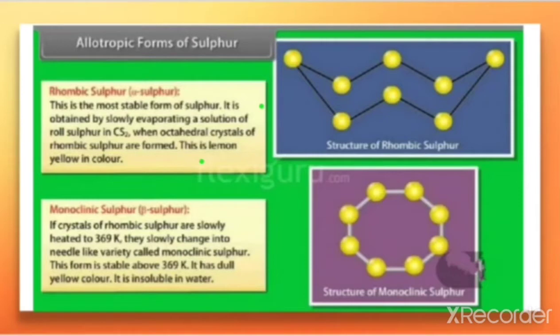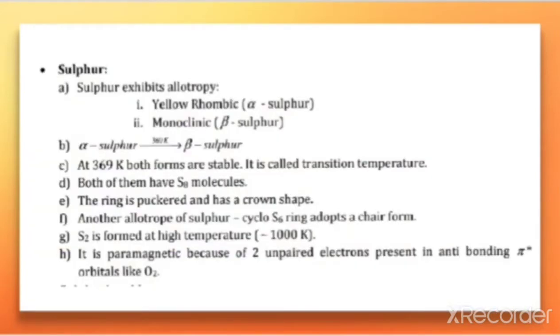But monoclinic sulfur is obtained when crystals of rhombic sulfur are slowly heated to 369 Kelvin. They slowly change into a needle-like shape. That sulfur is called monoclinic sulfur. So at 369 Kelvin we can convert rhombic into monoclinic and monoclinic into rhombic. It is a dull yellow color and insoluble in water. That is monoclinic sulfur.